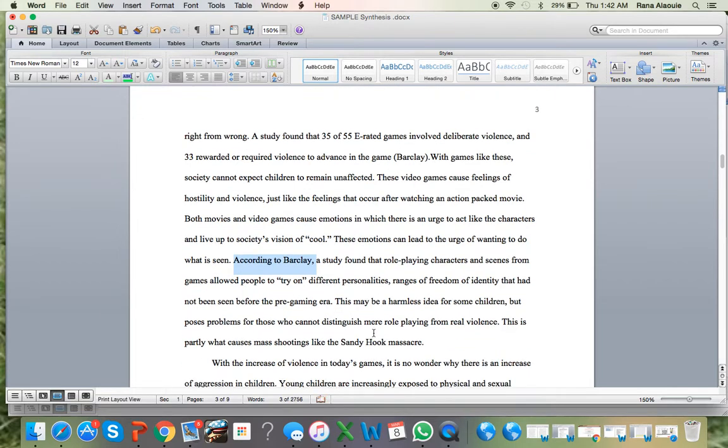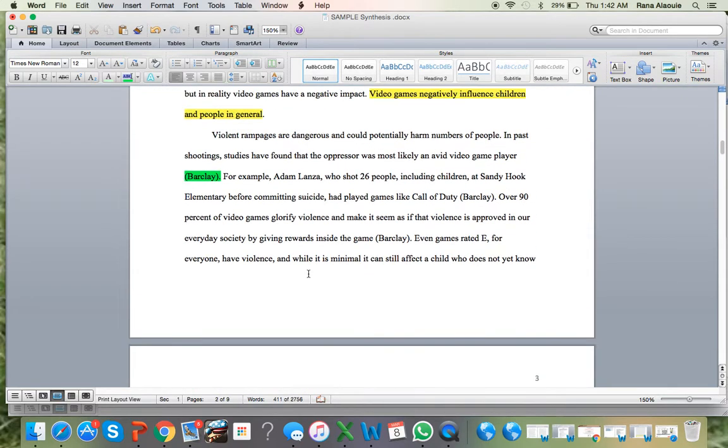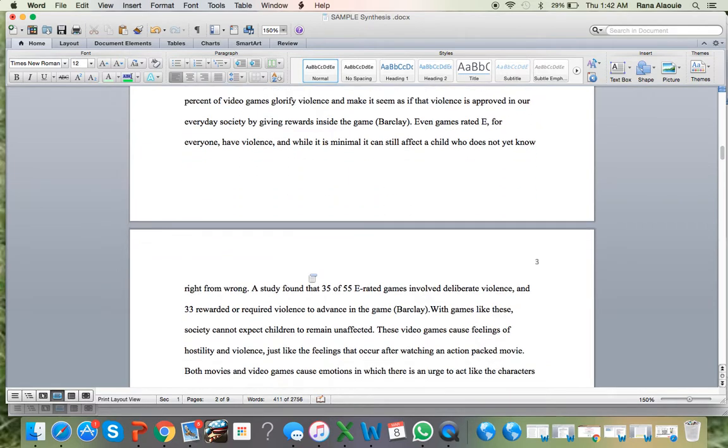Now, if you noticed this source, this Barkley source, was the only one that was used in this body paragraph. Now, I would have liked to see a mix, maybe at least another source in here, especially because this was a research paper that you had time at home to do. Definitely would like to see more than one source in a body paragraph.